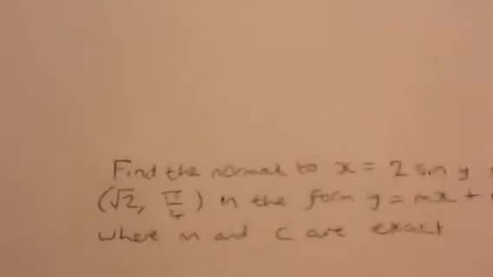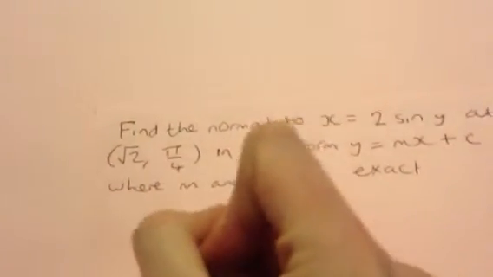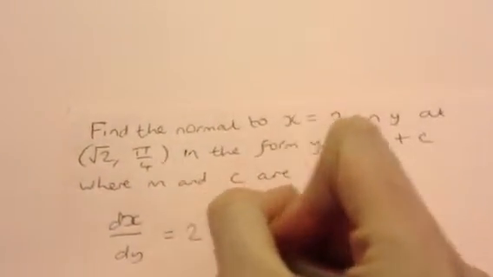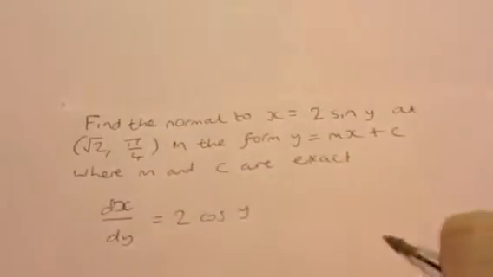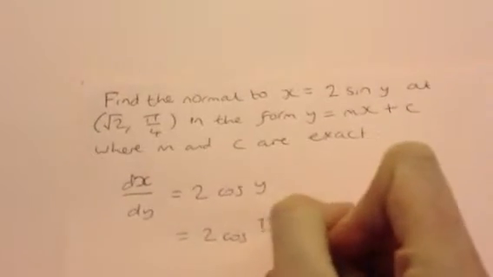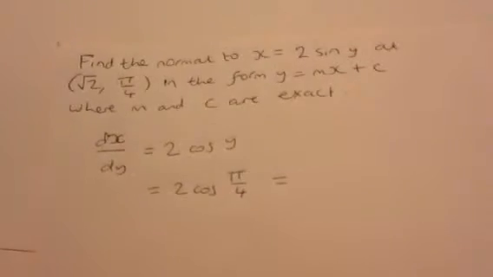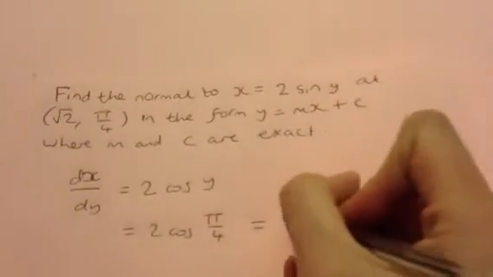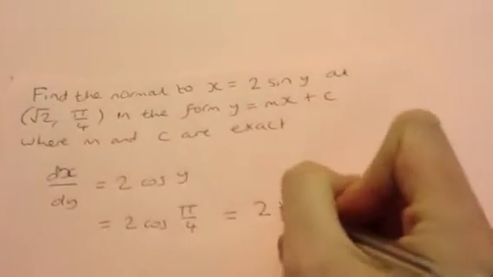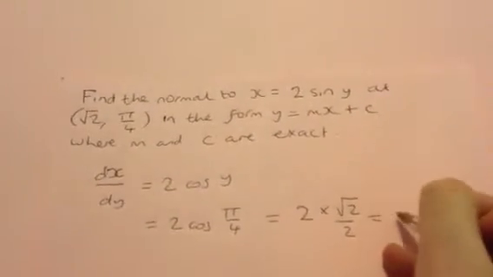Okay. So what I'm going to do here is, first of all, because we're working with normals, I'm going to differentiate. So dx over dy is 2 cos y. And I'll get your mark. Okay. Now then I put 2 cos of pi over 4, because I'm working with a y function, and that will give me dx over dy at any point. Now 2 cos of pi over 4 equals 2 times root 2 over 2. If you type it in the calculator, obviously we're in radians, and that gives me dx over dy is root 2.